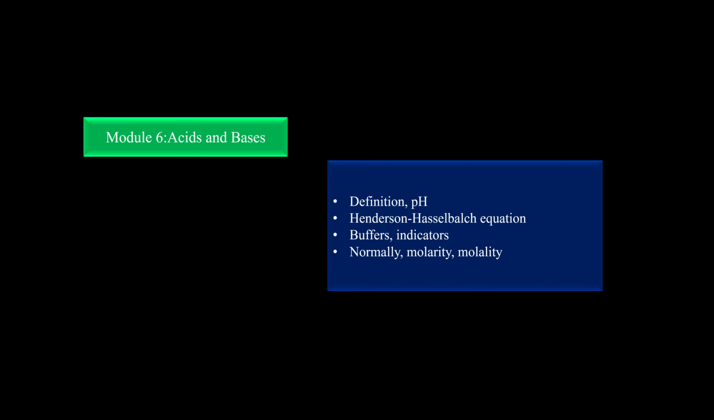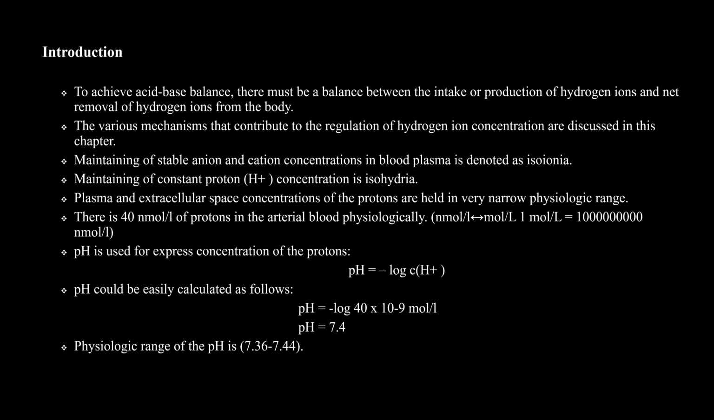Acid and base definition, pH, Henderson-Hasselbalch equation, buffer, normal molarity. Core concept: acid-base balance is achieved by balancing the intake and production of hydrogen ion H+ with its removal from the body. Isotonia is the maintenance of a stable concentration of blood plasma. Isohydria is the maintenance of a constant proton H+ concentration.